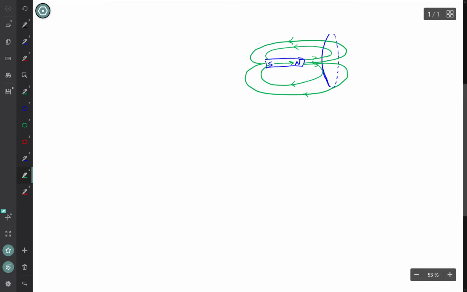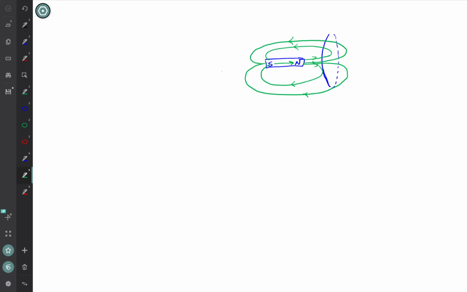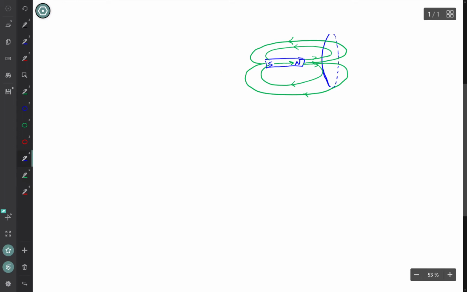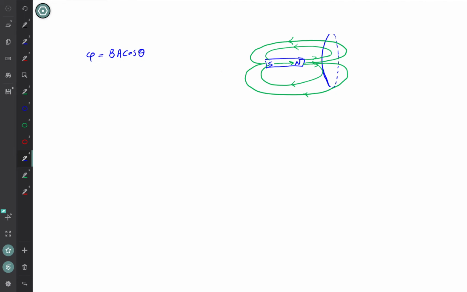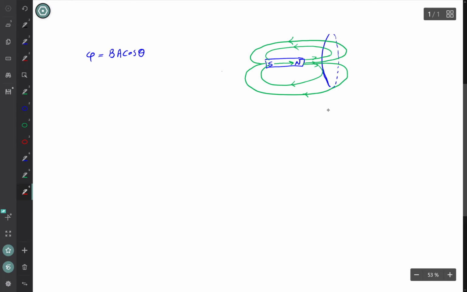So by sending these field lines through the loop, we are creating a flux. Flux is basically a flow of magnetic field lines through the surface of the loop. Therefore, flux is defined by phi equals the magnetic field times the surface area of the loop times the cos of the angle theta. Theta is the angle between the magnetic field lines and the vector area. Vector area is always perpendicular to the surface of the loop. So this is our vector area.